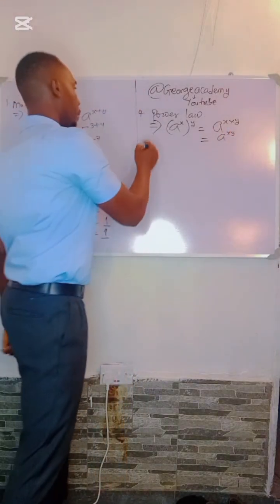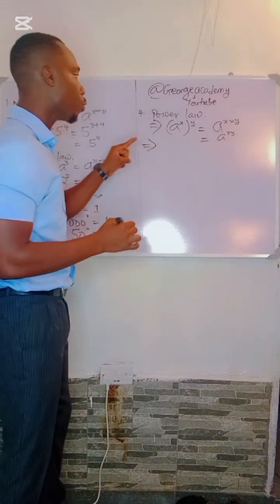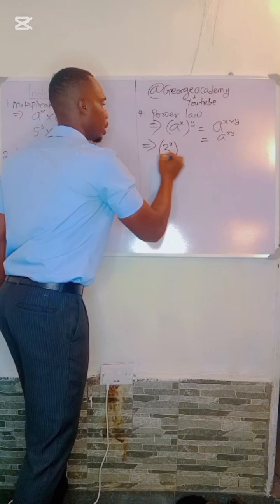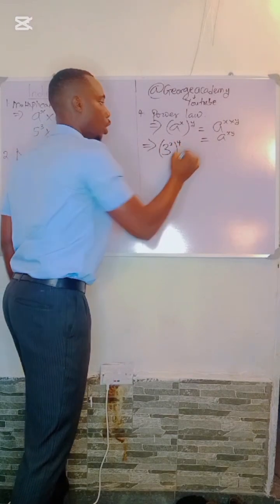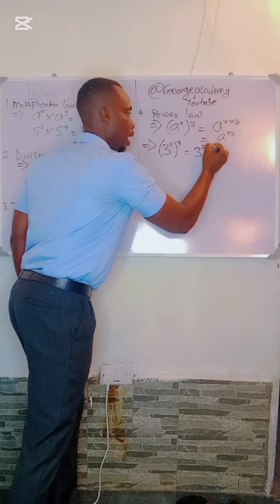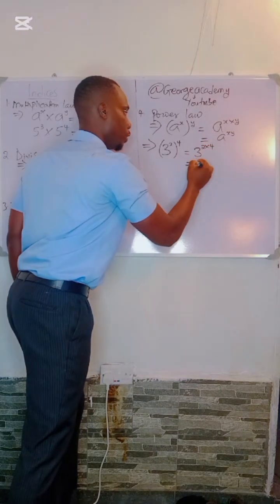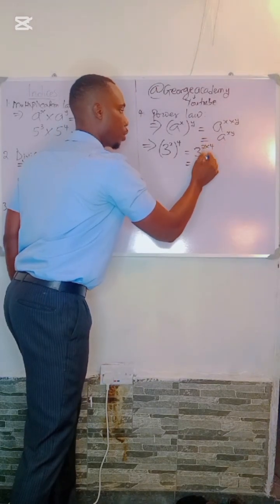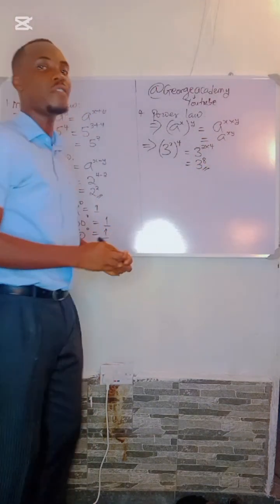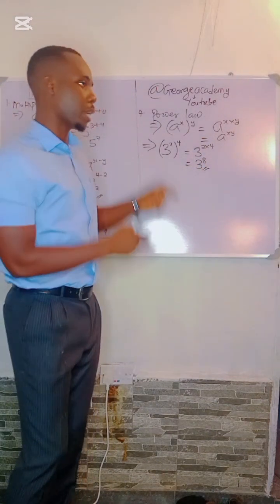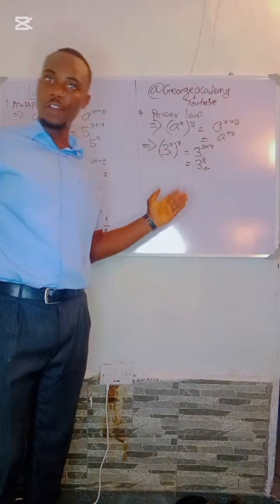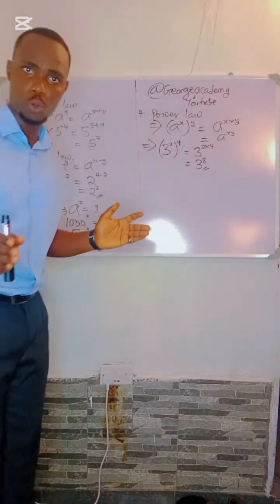This implies that if you have, let's say, 3 raised to the power of 2, raised to the power of 4, the result you should get is 3 raised to the power of 2 times 4, which will give you 3 raised to the power of 8. And that becomes our answer. So whenever you have an expression that has a power raised to another power, you just multiply the two powers. You see how indices is making mathematics very cool? It makes it unique.